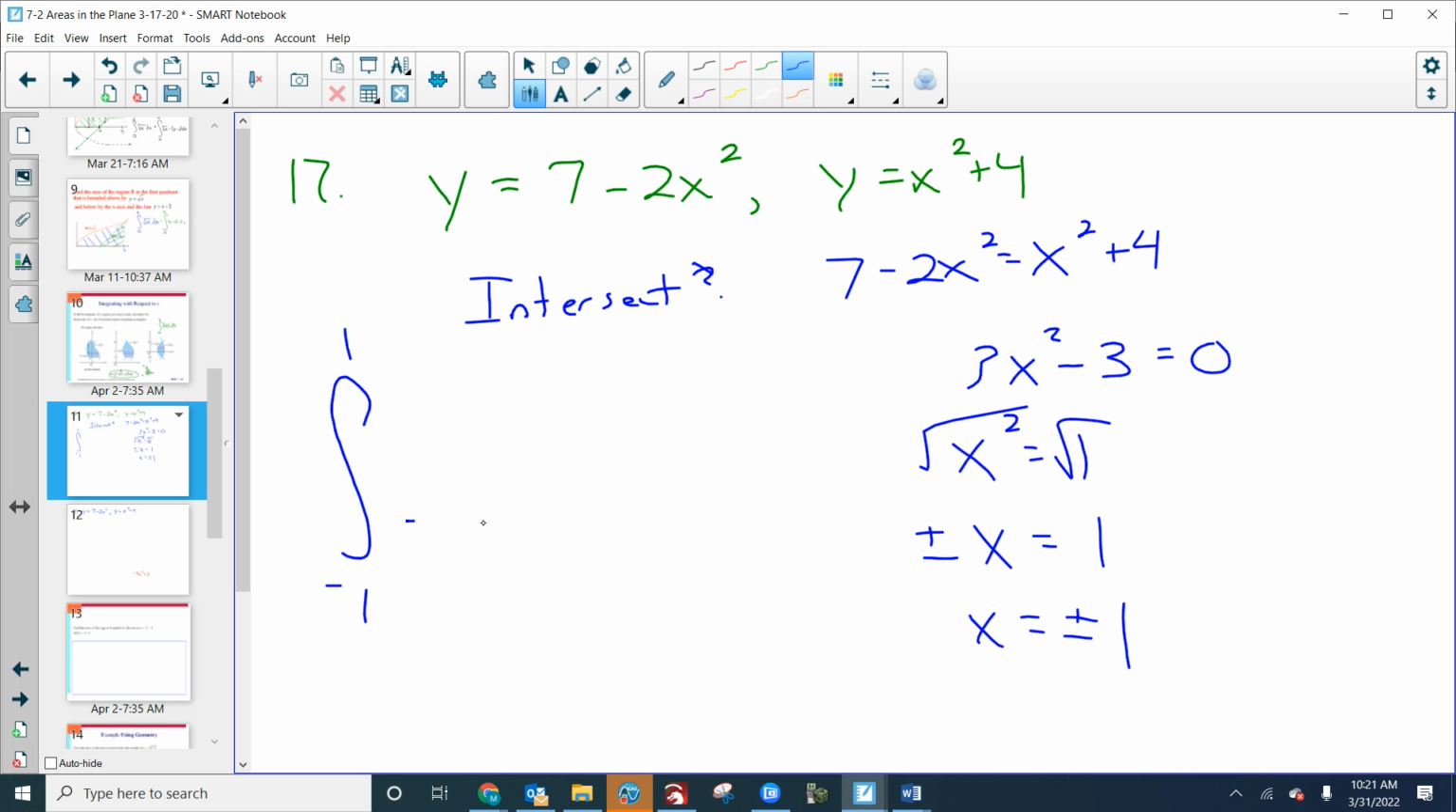And to decide top minus bottom, by the way, are we all okay? I'm doing top minus bottom because it's with respect to x, right? So there's a dx here, there's a top, there's a bottom. I'm going to plug in 0. 7 minus 0 is 7. 0 plus 4 is 4. This is the top function. Did you get that right? Okay. So 7 minus 2x squared minus x squared plus 4.